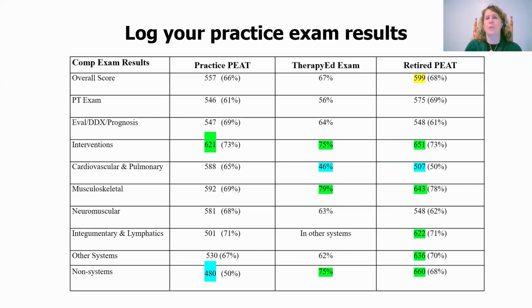Oh, this is an example. This is a student of mine. So yeah, what I did was she logged all her results and then I highlighted in green what she was passing. Yellow was what she almost passed. Blue is the lowest scores. So you can see cardiopulmonary twice, that was her lowest score. So I'm like, you need to start here. Interventions, you rock interventions. You don't need to spend a lot of time there. And so you can start to see these patterns.